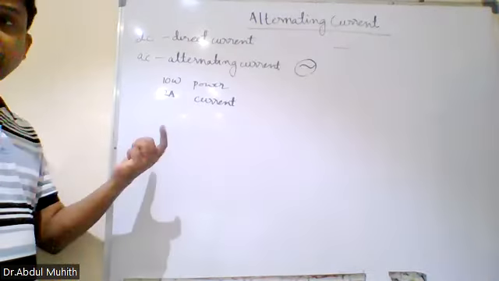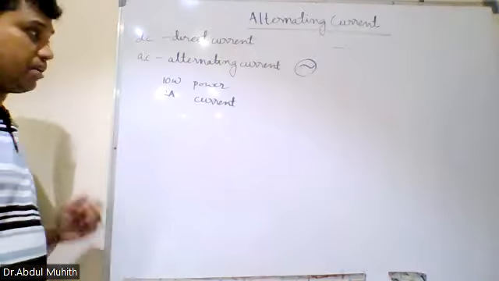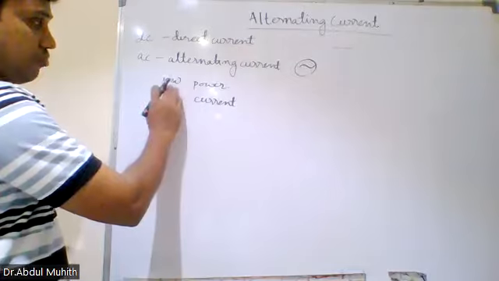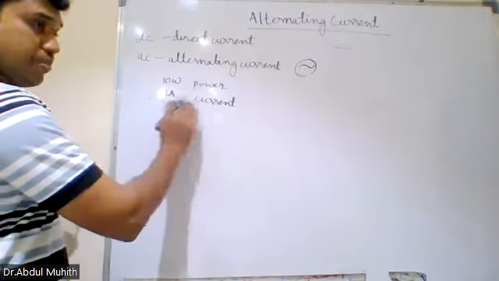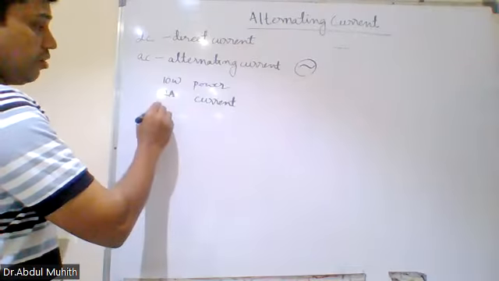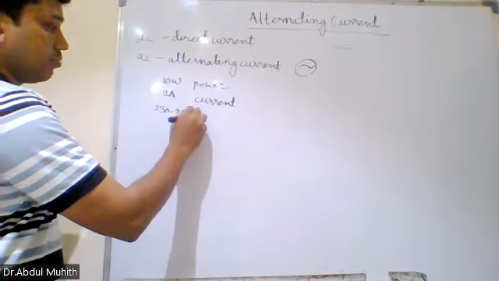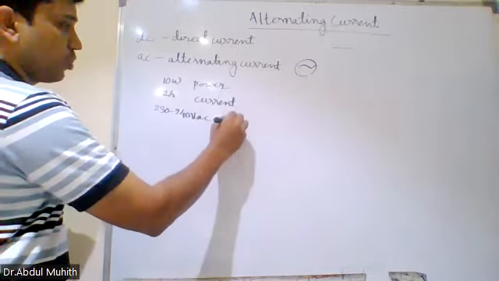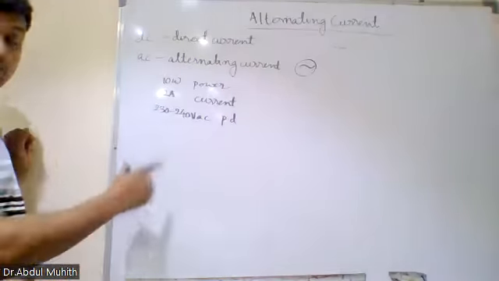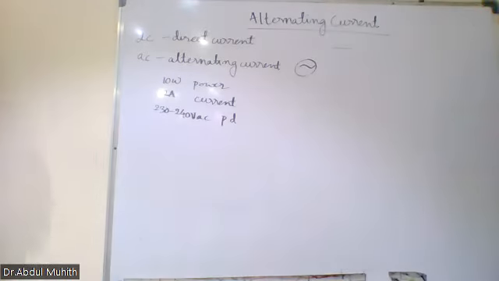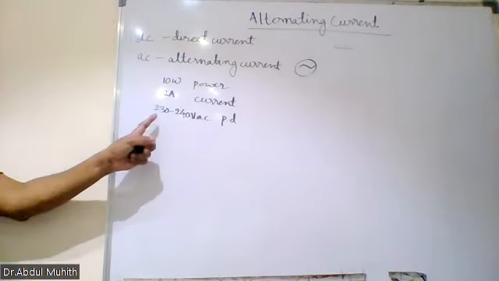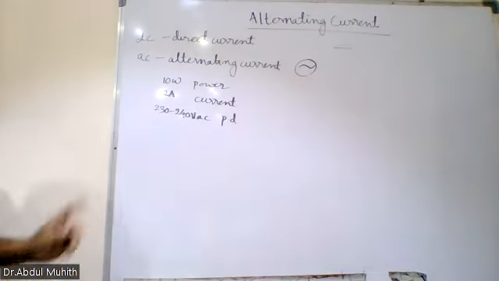Power ratings are printed on every electrical appliance. For example, this is 10 watt, which means it is the power. 2 amp is the current. And we have 230 to 240 volt AC, which is the potential difference required to run the device. That is the potential difference in the wall outlet, the voltage there.